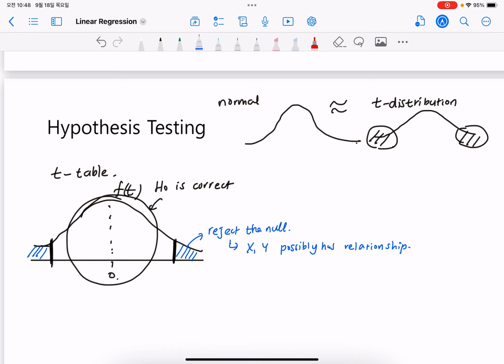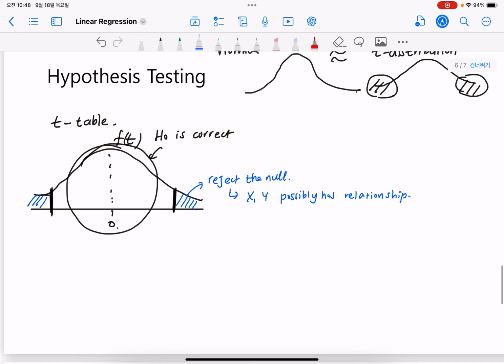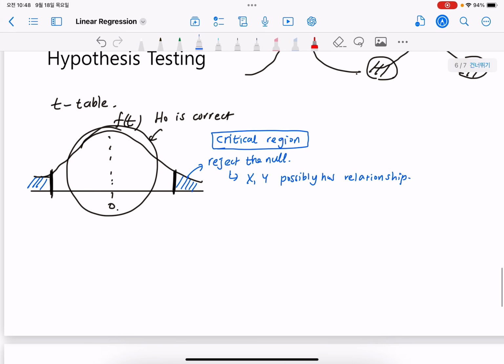Right? So for that, by the way, this part right here, where the null hypothesis can get rejected, is called the critical region. This part that I have set out as blue is called the critical region. So under the critical region, we can reject the null and say that the x and y has possible relation, right? Then how can we define this point? We need some kind of benchmark, right? For that, we need what's called the level of significance, alpha.